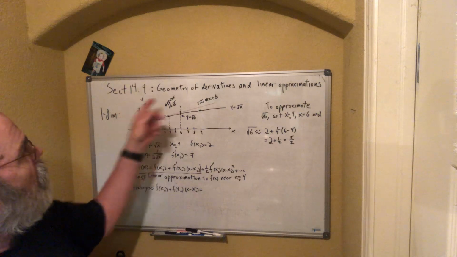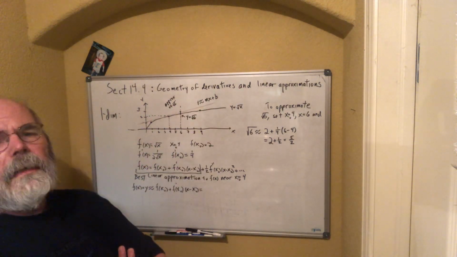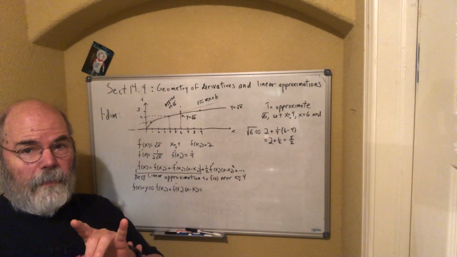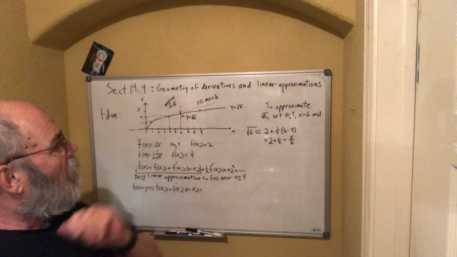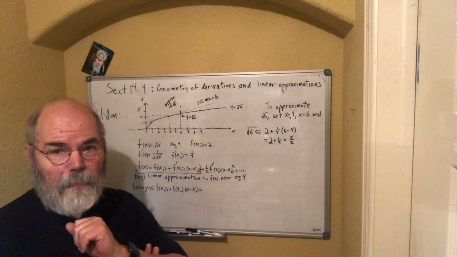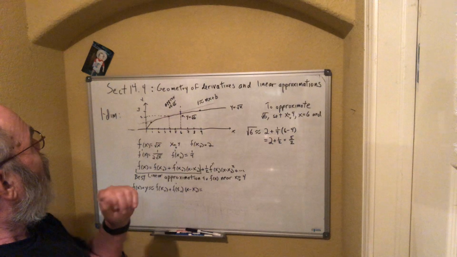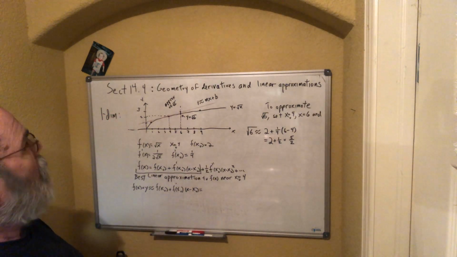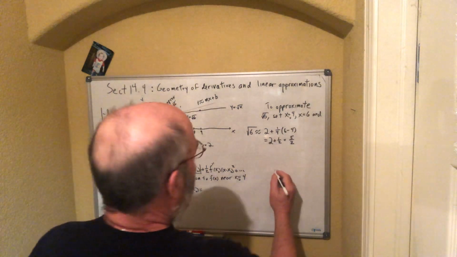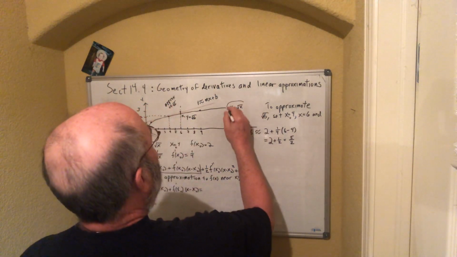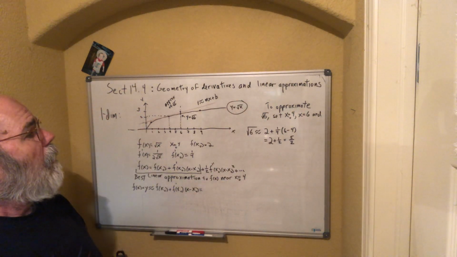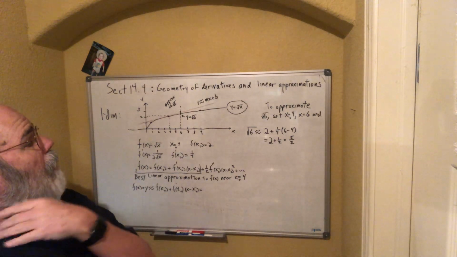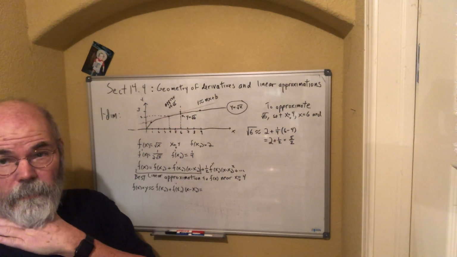So anyway, 14.4, the geometry of derivatives and linear approximations. 14.4 is, of course, two-dimensional functions. We're starting in one dimension to help you remember how it goes. Okay, so anyway, the function that we're going to play with here will be a nice simple function, namely the square root function.